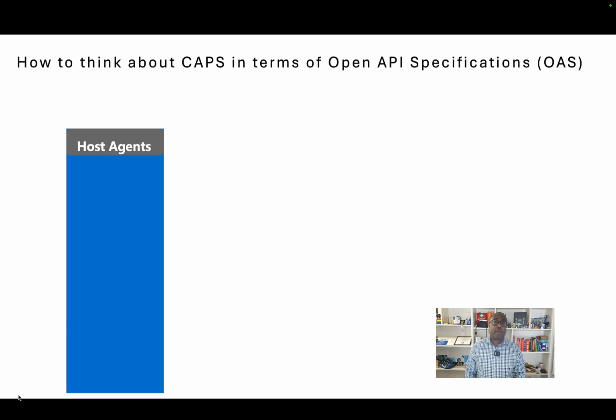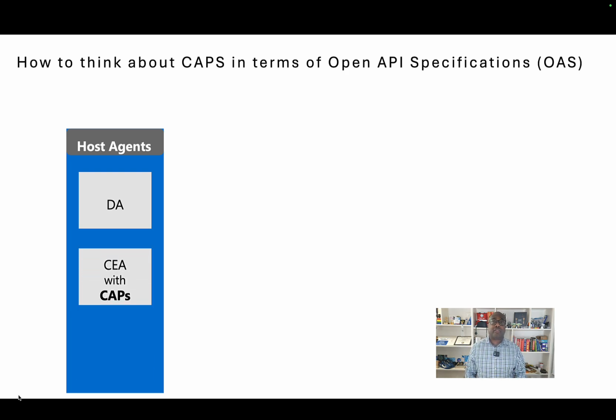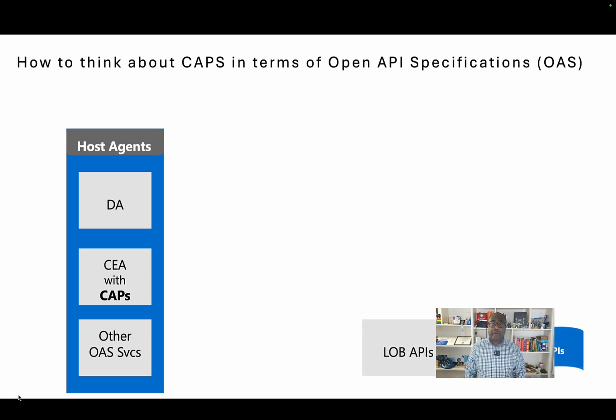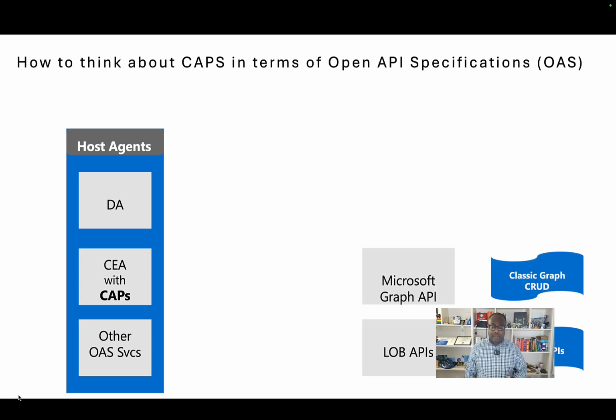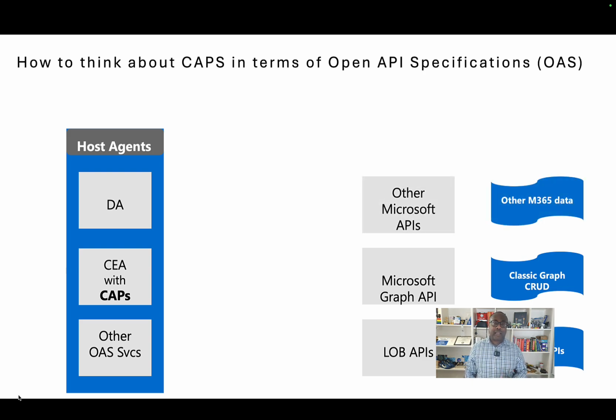So how does this work with our Microsoft hats on? It's best to look at it just as agents, not declarative agents versus custom engine agents, but ones that complement each other and can be used interchangeably. Hosts can be like declarative agents that you see on the screen, custom engine agents, or any other OpenAPI services. In turn, they can communicate with various different backends, whether it's your line of business application, surfacing your own APIs internally, Microsoft Graph API, like we're going to be talking about here today, using the classic REST CRUD, or other Microsoft APIs, serving up other Microsoft 365 data.